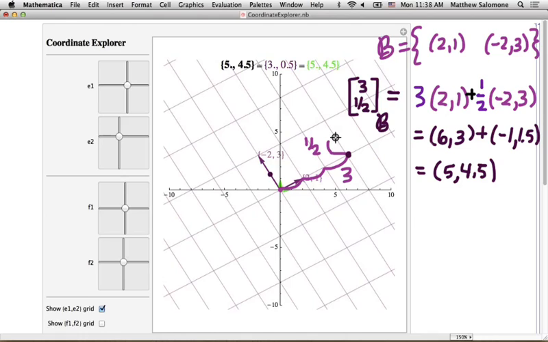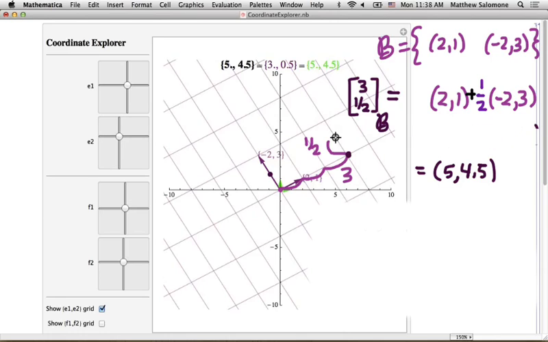But if we wanted to be absolutely certain, we probably should have set up the vector equation, which turns into a matrix equation that would solve this system. Let's just do that really quickly as well. The vector equation looks like c1, let's call it, times 2, 1, plus c2 times negative 2, 3 is equal to 5 comma 4.5.